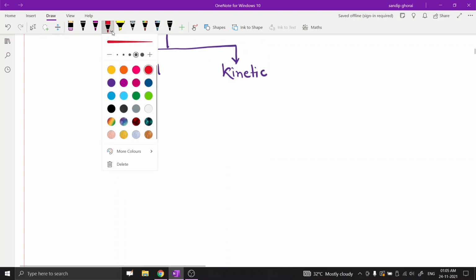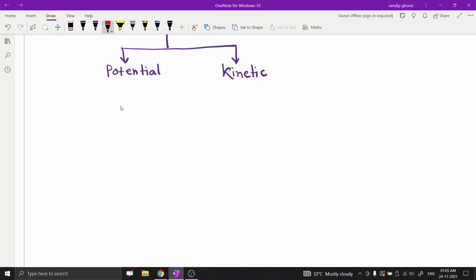So in this case, potential energy can be stored due to change in position or change in shape or size. This potential energy is generally classified into two types: one is gravitational potential energy, and the second one is elastic potential energy.